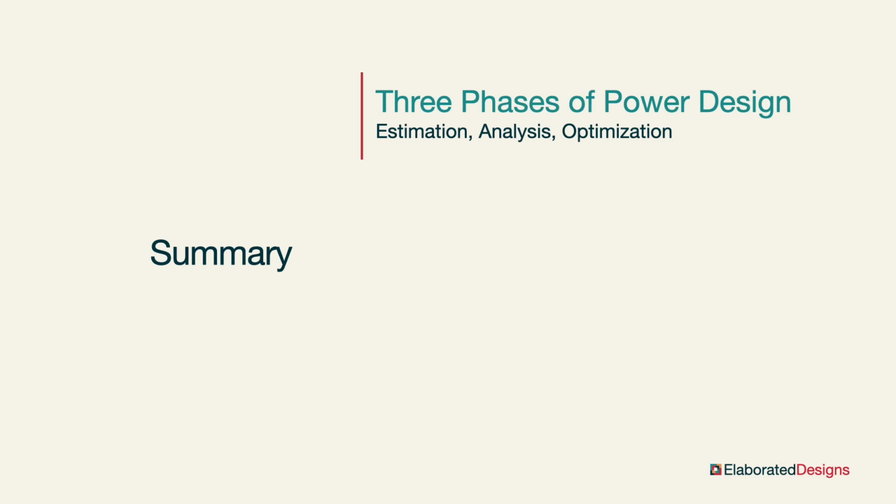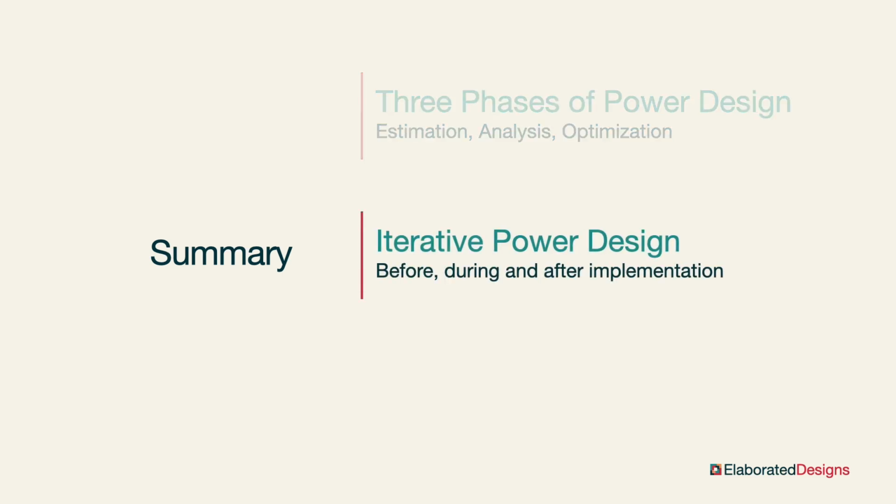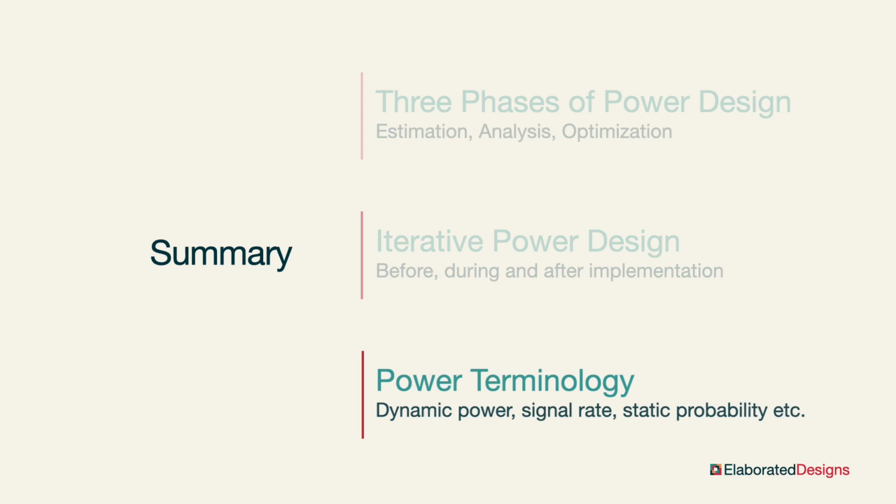In this video, we described the three major steps in the power design process with AMD FPGAs: power estimation, power analysis, and power optimization. We also talked about how the power design process is iterative, jumping between phases before, during, and after the implementation. Finally, we defined the terminology that we will use when discussing power design, like static and dynamic power, signal and toggle rate, and static probability.